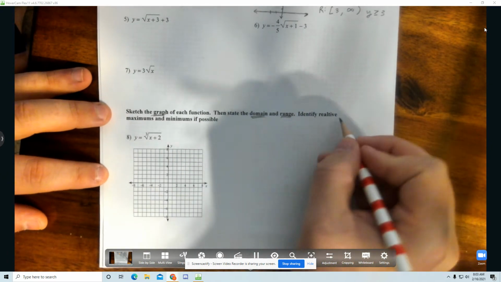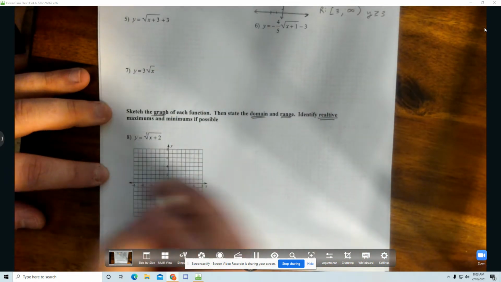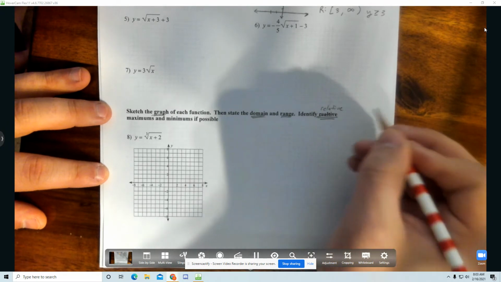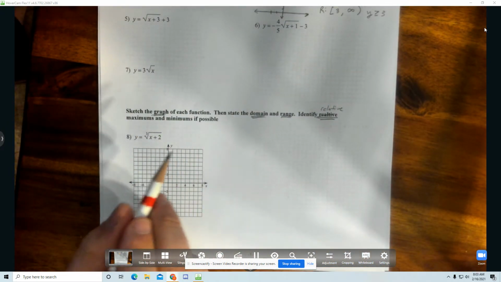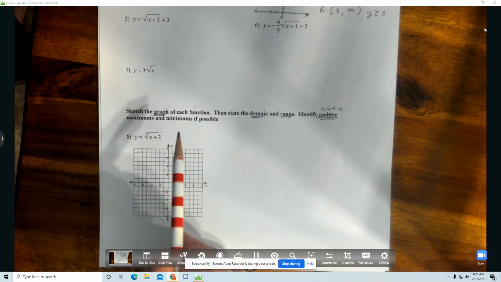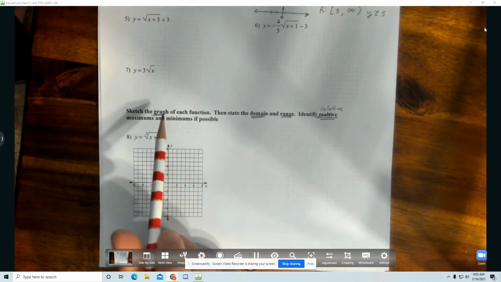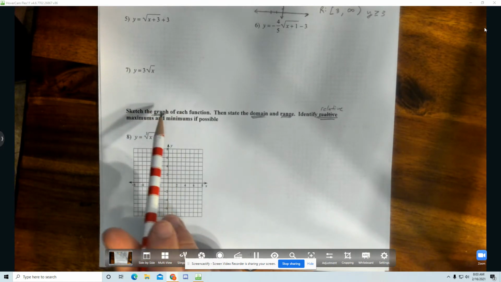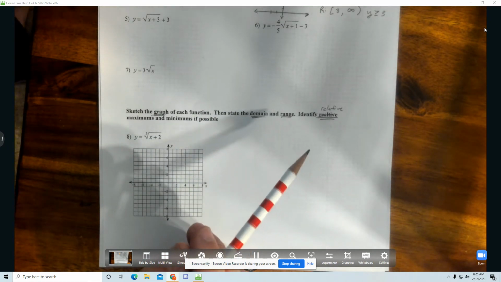And then we're going to identify, I should write relative here, relative maximum and minimums if possible. You'll see on some of these you don't get relative max and mins, and we'll talk about that a little bit. On some of these, especially the cube root functions, the work is put in by just graphing it. The other two come pretty standard, and we'll talk about those as we work through it here.